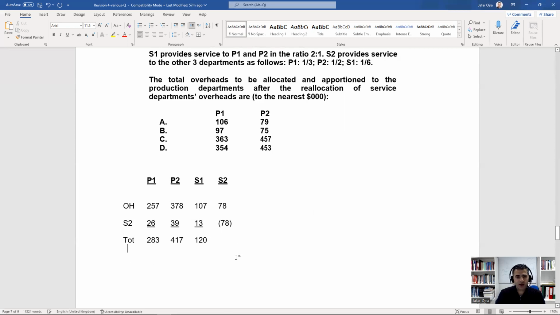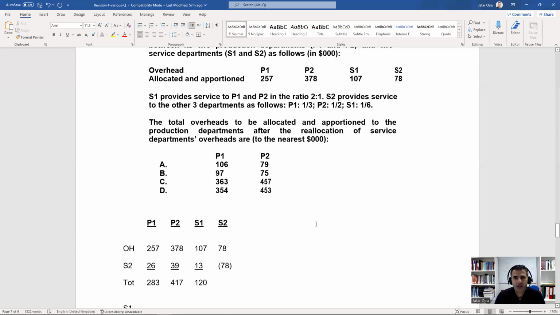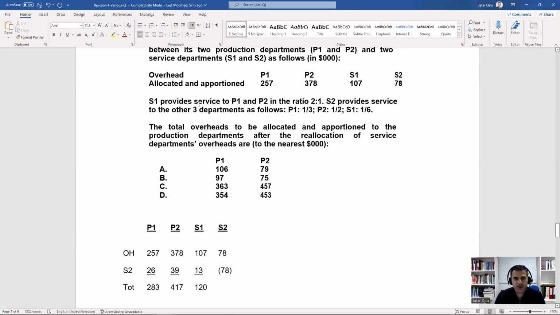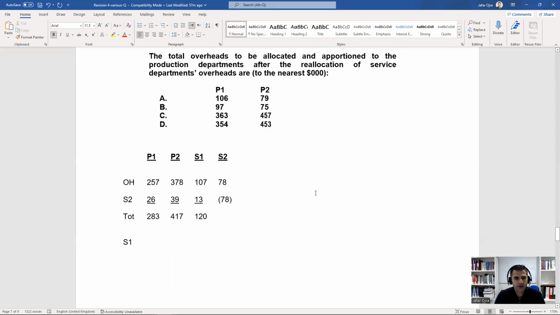Okay. So now what's the next job? The 120, the S1, now we are going to reallocate it to P1 and P2. S1 provides services to P1 and P2 on the ratio of 2 to 1. So 2 belongs to P1 and 1 belongs to P2.